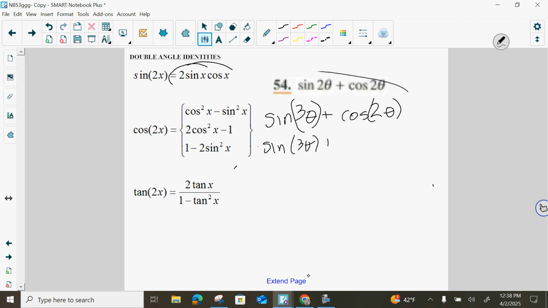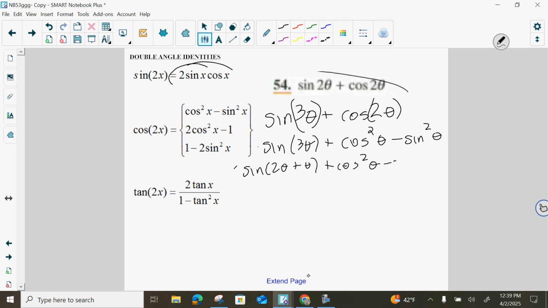Again, equivalent expressions. So you can't be lazy and not write the sine of 3 theta one. We don't have anything with 3 theta. So what are we going to change that one to? Any ideas? 2 plus 1. All right, so let's see where that gets us. 2 theta plus theta.